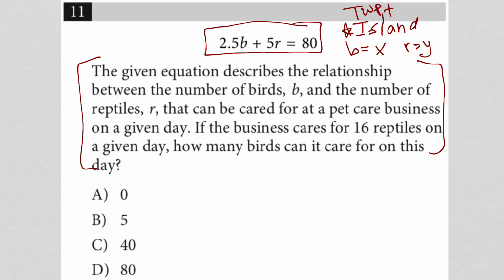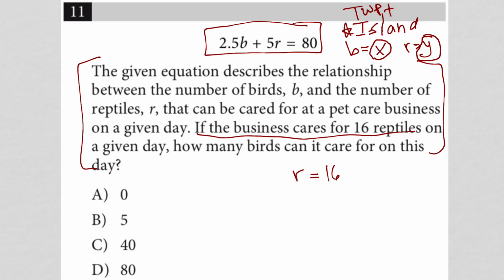So let's make sure we understand what the word problem is saying. It says the given equation describes the relationship between the number of birds, b, so again for me, my number of birds will be x, and the number of reptiles, r, so again for me, my number of reptiles will be y, that can be cared for at a pet care business on a given day. If the business cares for 16 reptiles on a given day. So what is that telling you? That's telling me, this sentence is telling me that r is equal to 16.